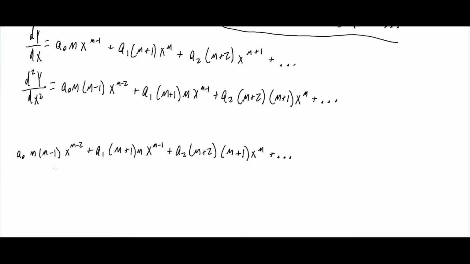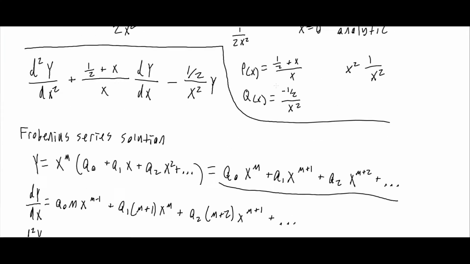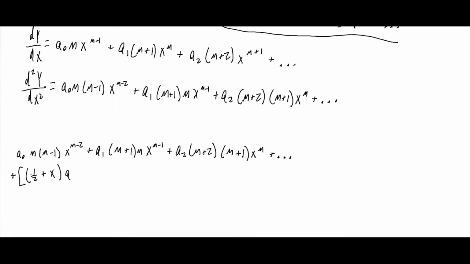But then we will add on to that, so plus, and we have our 1/2 plus x, so it's our 1/2 plus x, and that is multiplied by, remember, our first derivative from our p to the x, and we will see what happens with this x down here.